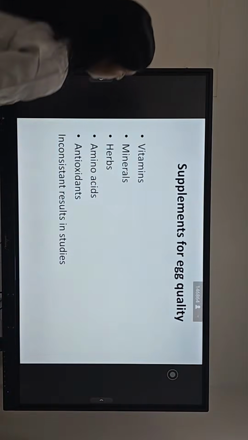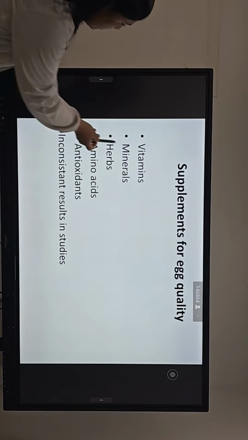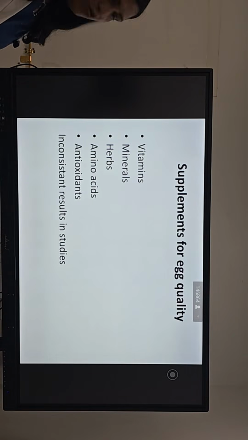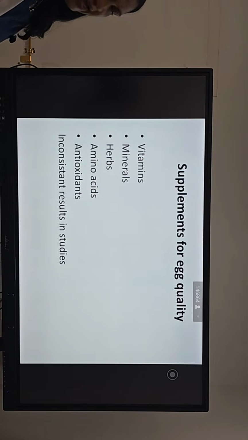Now coming to the supplements. These days in IVF we give a lot of supplements for increasing the egg quality, which may be vitamins, minerals, herbs, but till date there is no conclusive study about their positive effect on the egg quality.